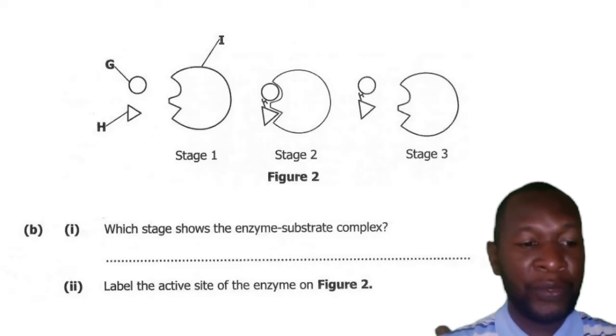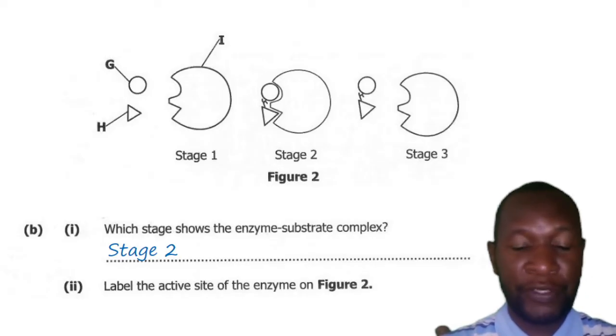Part B. 1. Which stage shows the enzyme substrate complex? The enzyme substrate complex is shown by stage 2. Part 2. Label the active site on figure 2. The active site is where the substrates are fitting, so we'll label this part as our active site.